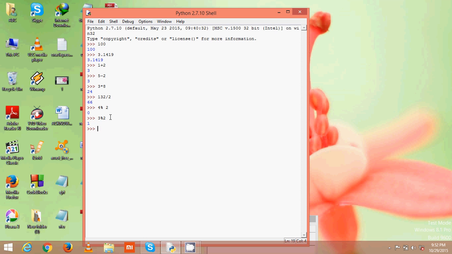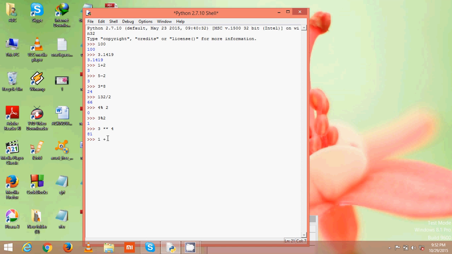In addition to these operations, we also have exponential operation using exponential operator. That is 3 asterisk asterisk or double star 4. So this gives you 81. This means that 3 raised to power 4 is evaluated. This double star is an exponential operator.